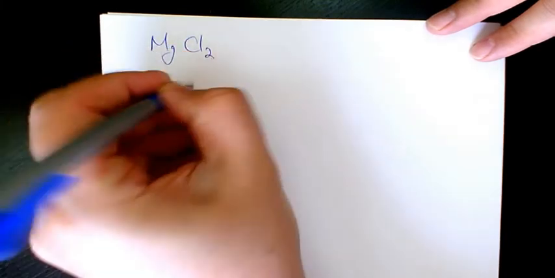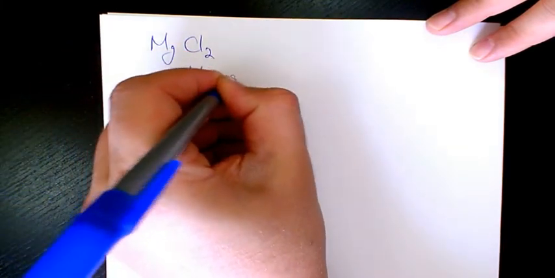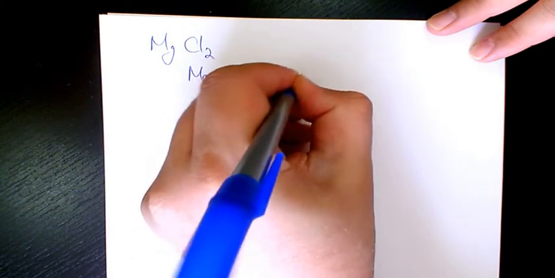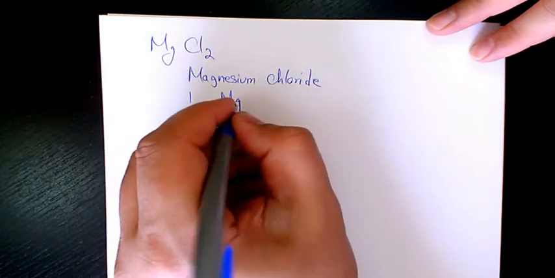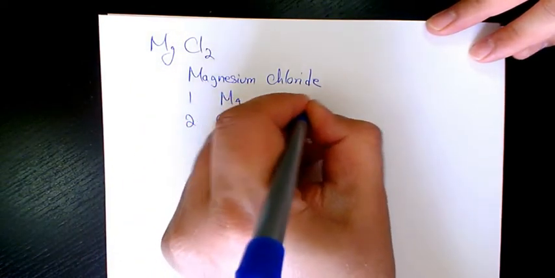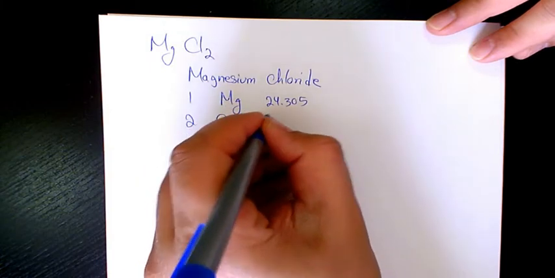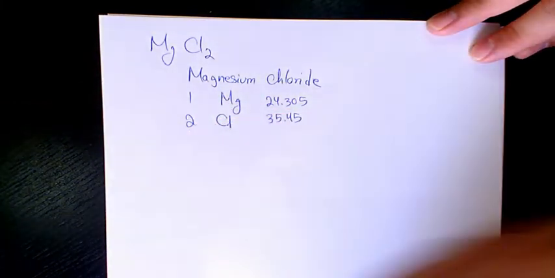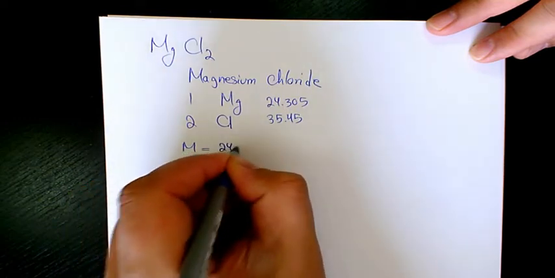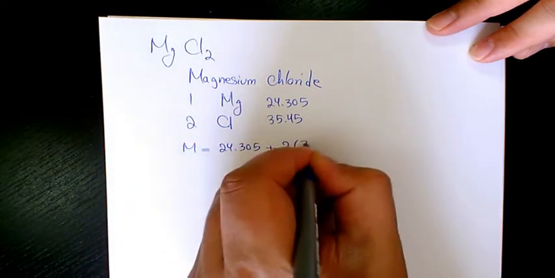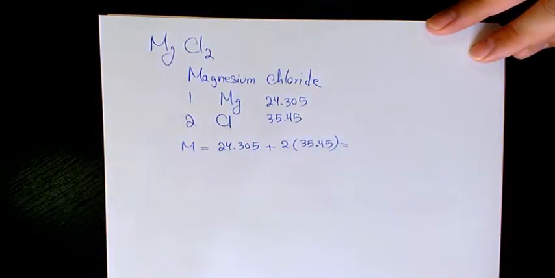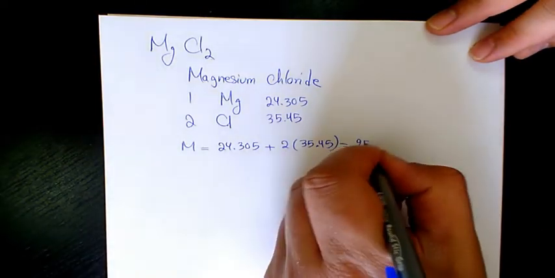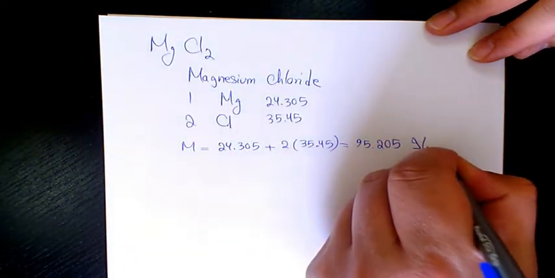Next one is magnesium chloride, MgCl2. So you have one atom of Mg and two atoms of chlorine. Mg is 24.305 and chlorine is 35.45. So M is 24.305 plus 2 times 35.45. That's 95.205 grams per mole.